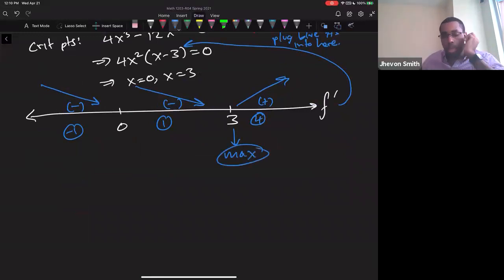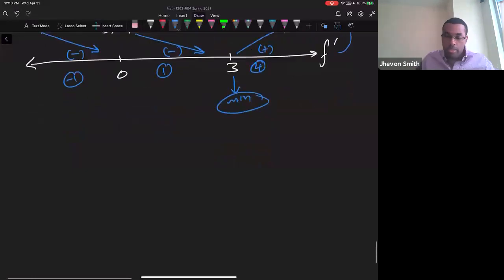Why is it a minimum? I'm decreasing on the left, increasing on the right, and my function is continuous at 3. So I actually literally pass through the point. I'm decreasing and I pass through the point and then I start increasing. That means I just hit a minimum. Now to find where that minimum is, I would use f to find the coordinate.